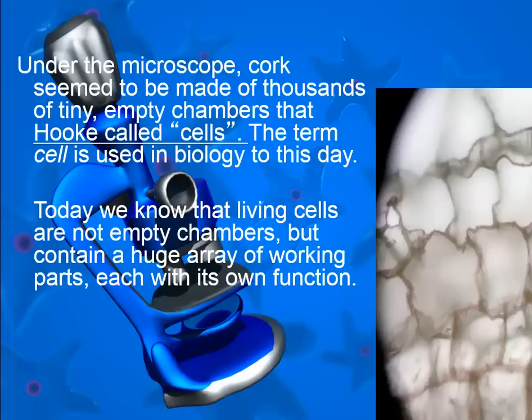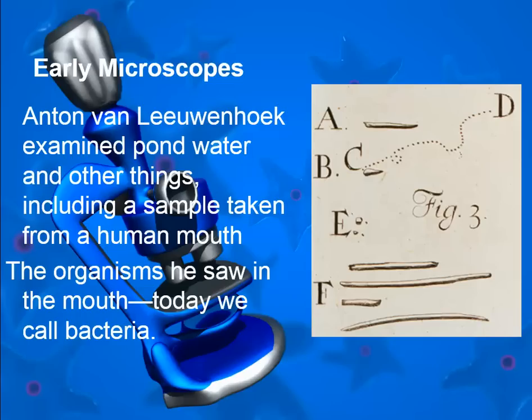The picture on the right is a picture of cork, and if you remember from our lab, that was one of the questions I believe I asked you, was why would a cork cell look empty? So with the early microscope, Anton Leeuwenhoek examined pond water and other things, and he also took a sample from the mouth. And this picture is a picture of his lab book and what he wrote down. So the organisms he saw in the mouth are what we call bacteria today. So you've got rod-shaped ones down here, you've got circular-shaped ones, and rod-shaped ones up there also.